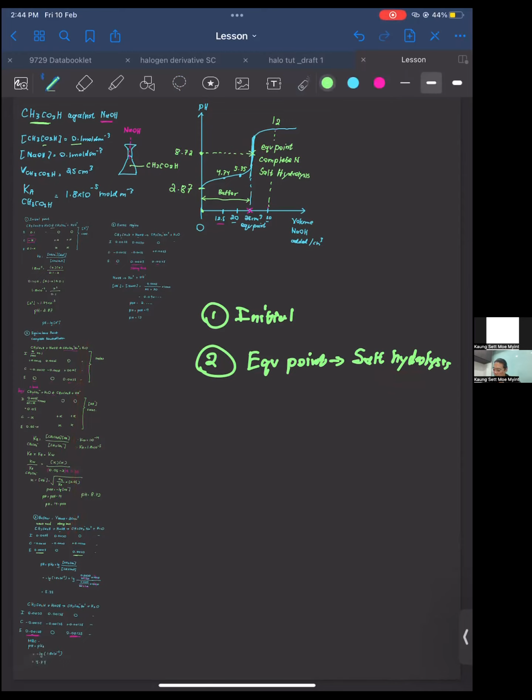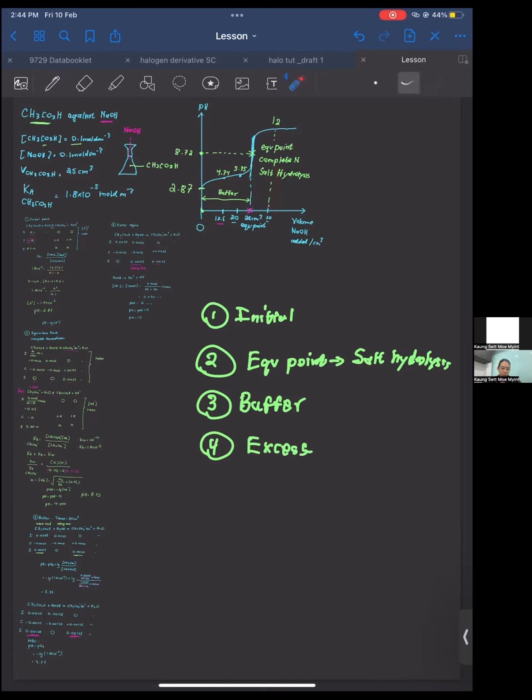Okay. Third, buffer region. Buffer region is also quite a long calculation, but it's never as tedious as salt hydrolysis. So typically they will give you 2 marks. If they ask you to calculate what is the MBC, it's only 1 mark. Yeah. And the last region we have is your excess region. Okay, so the excess region is the region that we just went through.